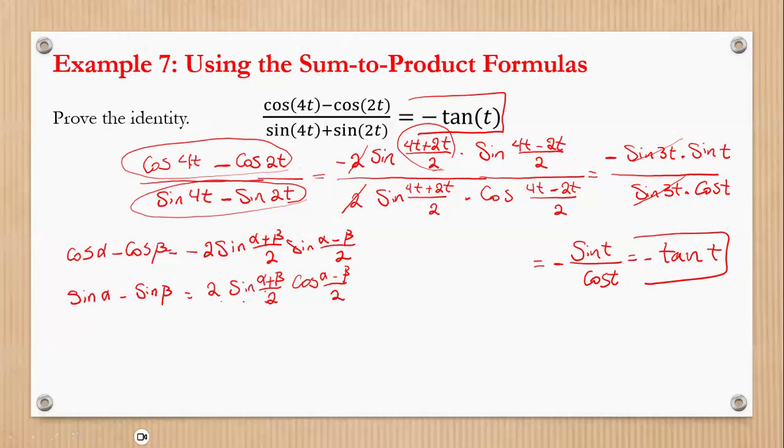We started from the left side, used the sum to product formulas for each of the numerator and denominator. Then we canceled out the common factors, and whatever is left for us is just the exact right side of the identity.